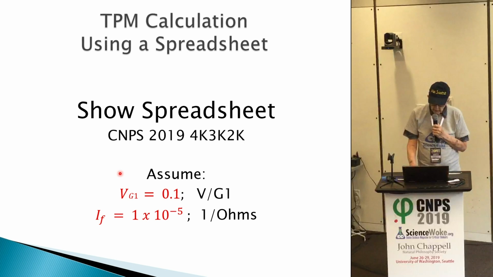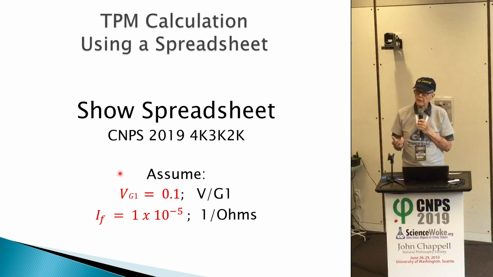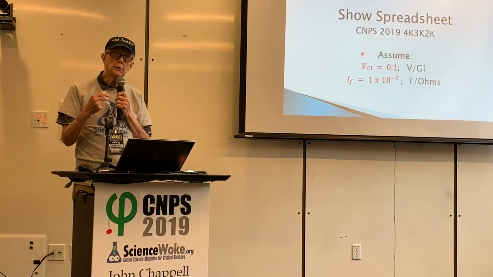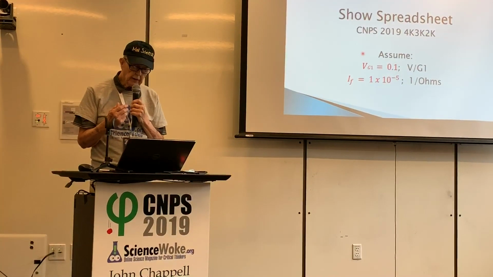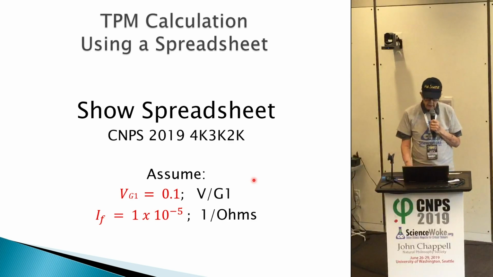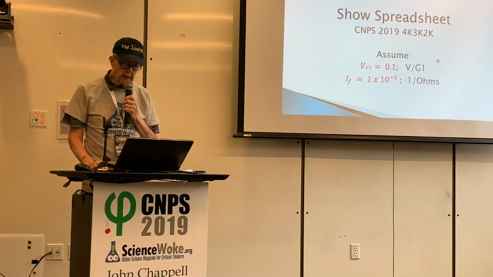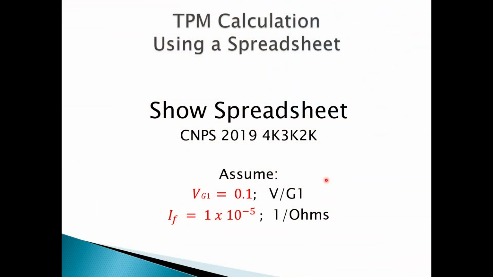So here's what I have. I'm going to take a little bit of time to present, and I hope later today or tomorrow you each can get a chance to play with this, because it's very interesting to see. I have a spreadsheet I'm going to show. I am assuming these two values: 0.1 for volts per G1 and an interaction factor of 1 times 10 to the minus fifth. The interaction factor has the units of 1/ohms to make the equation work.